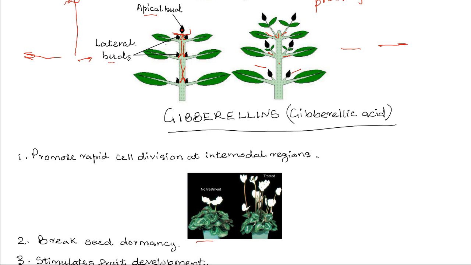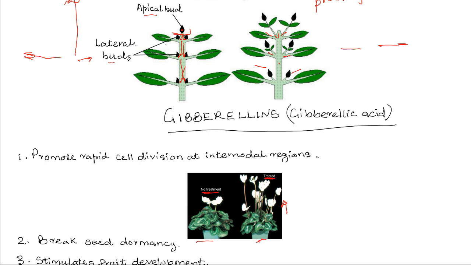Now in this illustration here, this is a normal plant that is just allowed to grow normally, and this one has been treated by addition of gibberellins. Now these plants are seen to have grown taller than normal. This experiment illustrates that gibberellins do stimulate cell division and elongation at the internodal regions, bringing about an increase in the length of the stem.